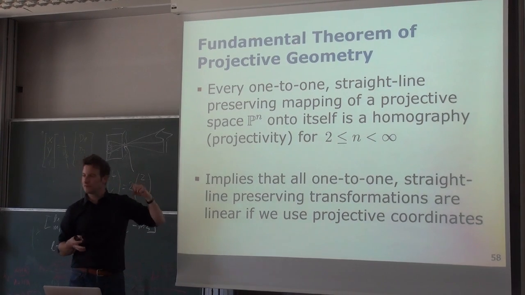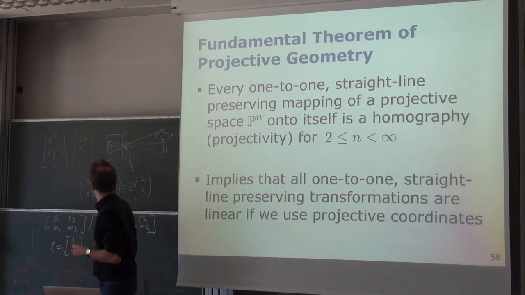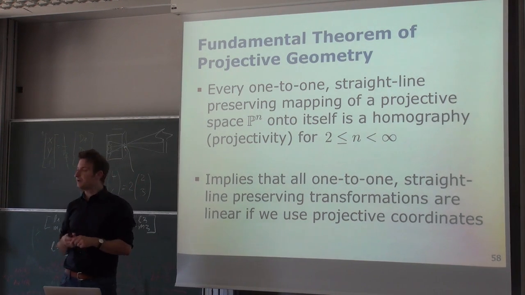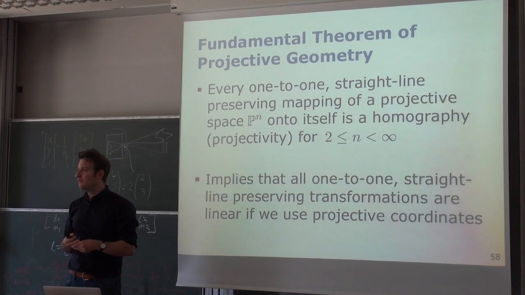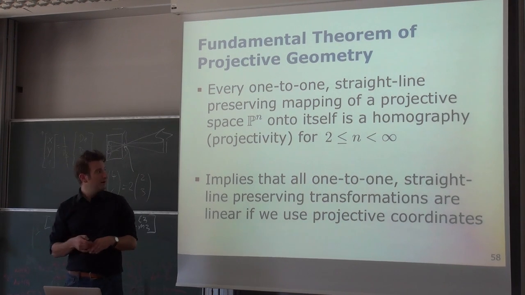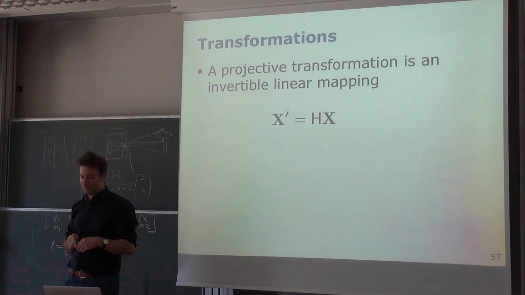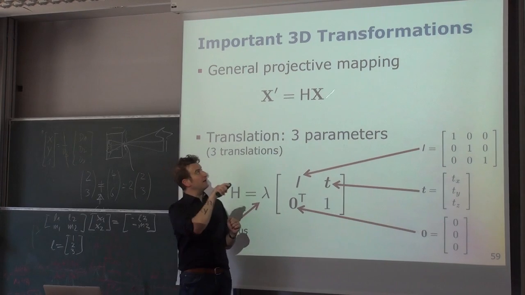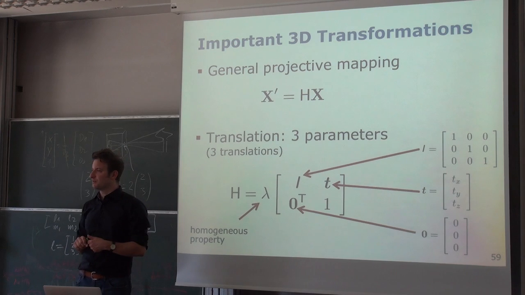What it basically implies, the important thing, is that all one-to-one straight line preserving mappings, and those are the mappings I'm actually interested in for my pinhole camera model, are linear, so they can be expressed with a single matrix if we use homogeneous coordinates. And that's the reason why I can describe them in this simple form, because everything can be put into this matrix H. So the general projective mapping has exactly this form. And what I now want to do is look into these different instances of H which are possible and see how we can describe different types of transformations.